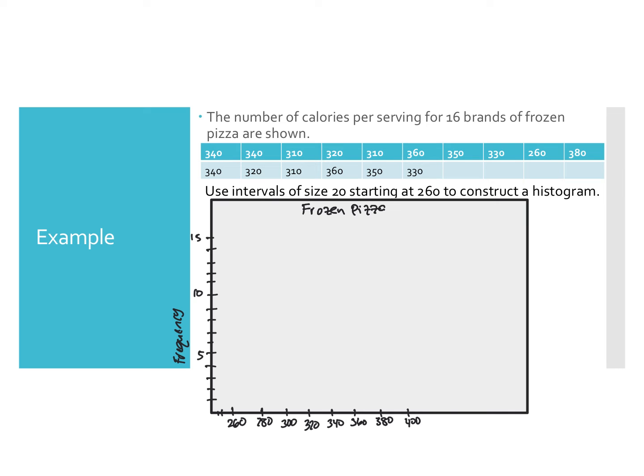Remember we're talking about bigger than 260 but less than 280. So let's go through our table and count. I just see one 260, so we'll draw that bar 1 high. If we go from 280 but less than 300, I don't see any. So we leave that bar blank, or it's almost like a gap. From 300 but less than 320, 1, 2, 3.